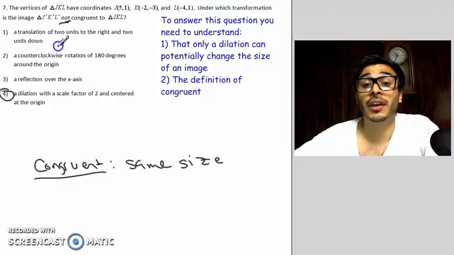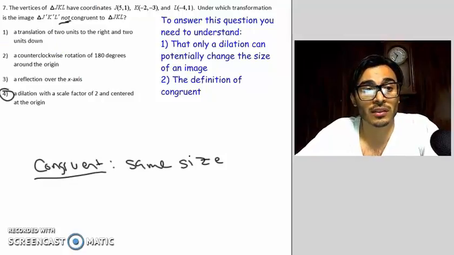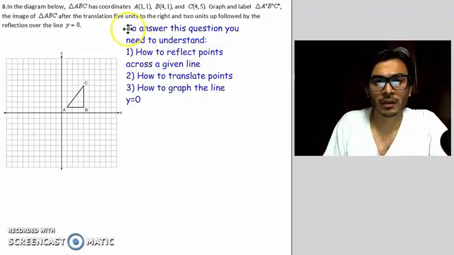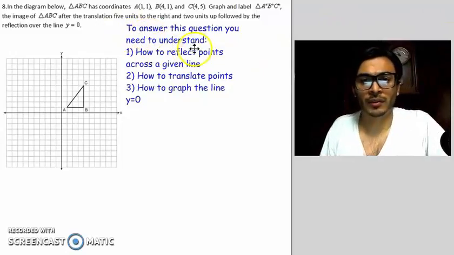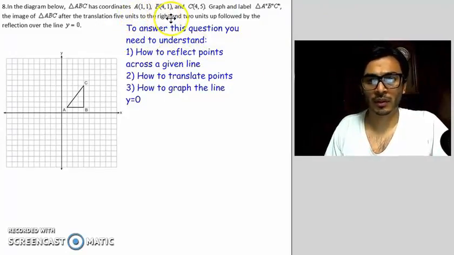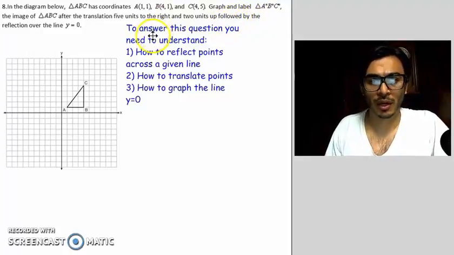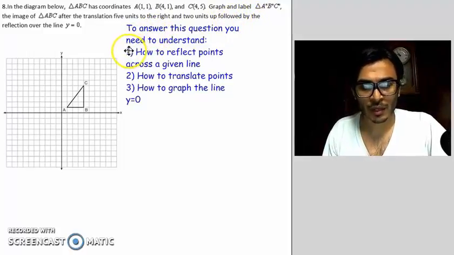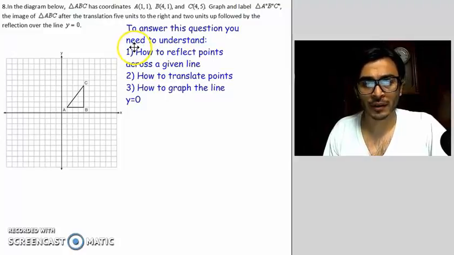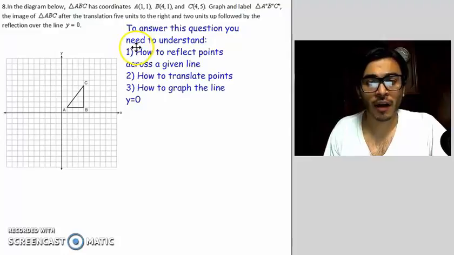A translation, you're going to get a congruent image because they don't change the size. They preserve distance. All right, so number 8, in the diagram below, triangle ABC has coordinates ABC, graph and label triangle A double prime, B double prime, C double prime. The image of triangle ABC after the translation 5 units to the right and 2 units up, followed by the reflection over the line y equals 0.